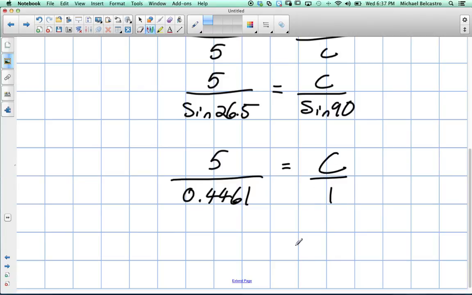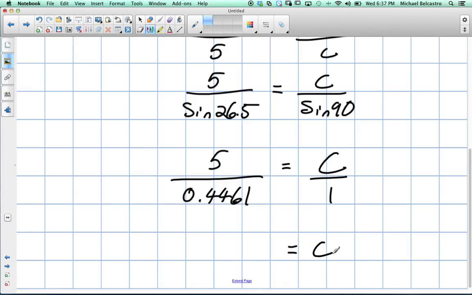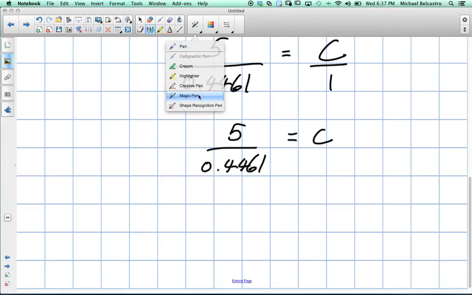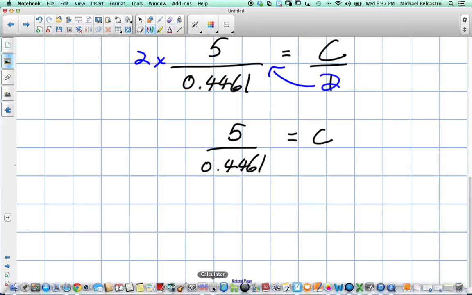Do you know what C divided by 1 would be? C? Yeah, that's right. It would just be C. So that makes it easier. C is equal to 5 divided by 0.4461. Had this been another number, like 2, we would have had to bring it over, and when we brought it over, we would have had to multiply by 2. Okay. All we have to do is divide these values, and we're going to get what C is equal to.